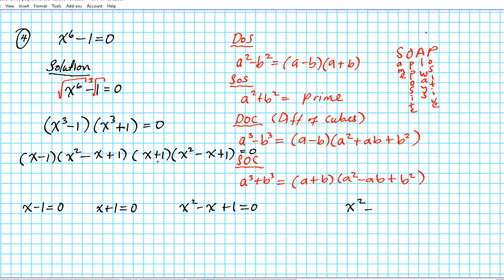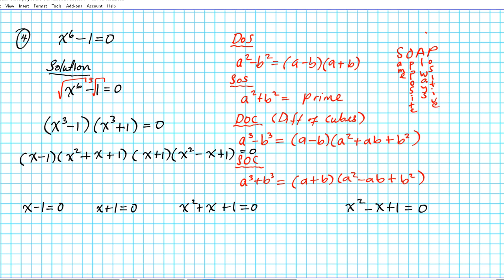Okay, wait, we made a mistake here. For the x cubed minus 1, this is supposed to be a positive, because the first sign is the same, the second sign is opposite, and the last is always positive. Okay, so for this one it's the same: the second sign is opposite, and the last sign is always positive. Alright, so let's fix that. This is a plus, and this is x squared minus x plus 1 equals 0.